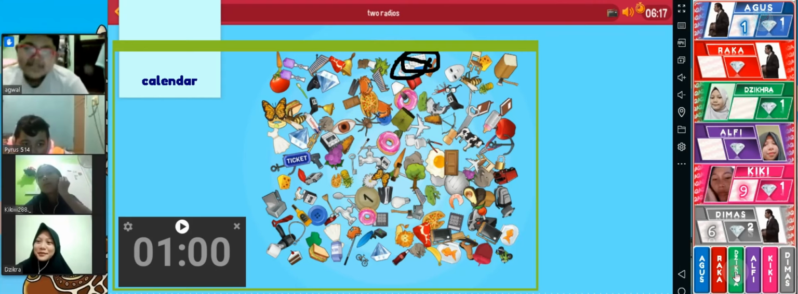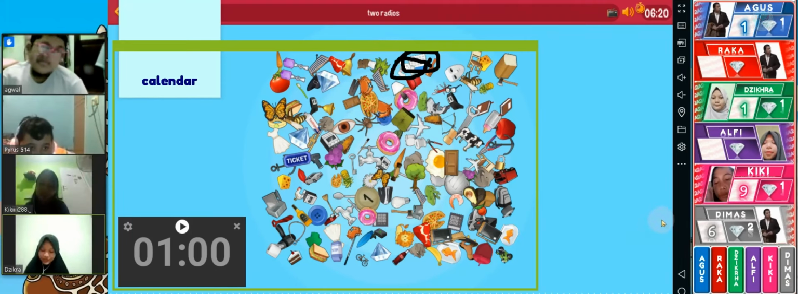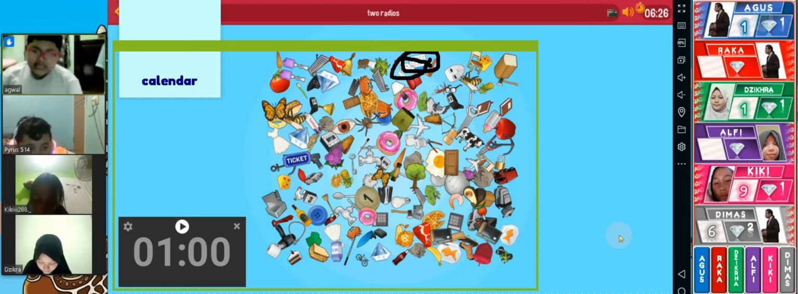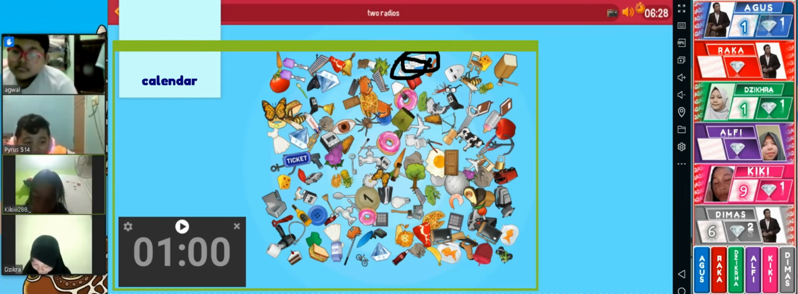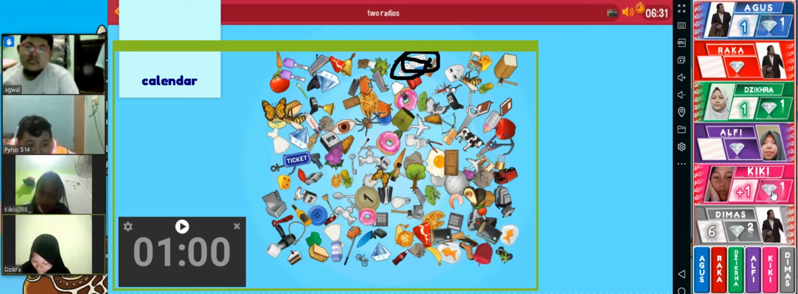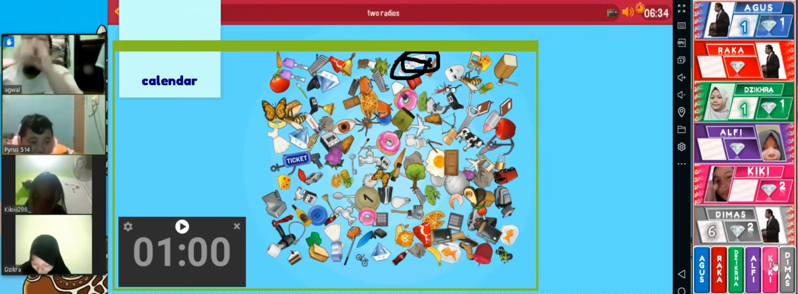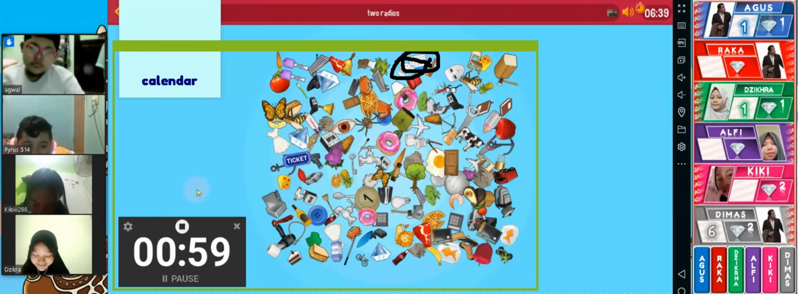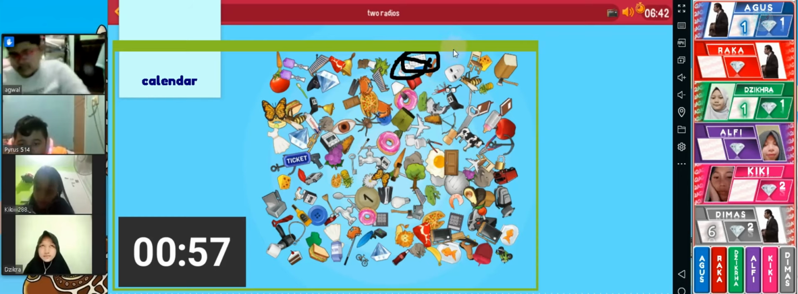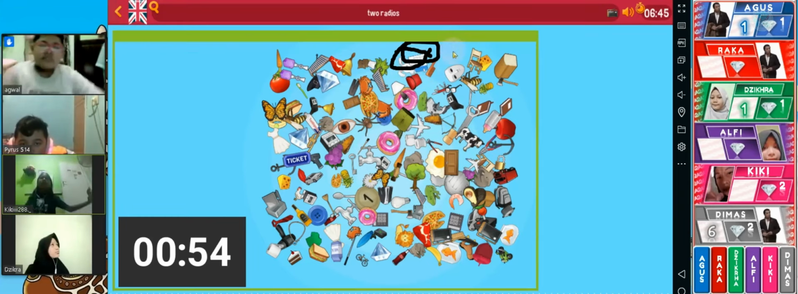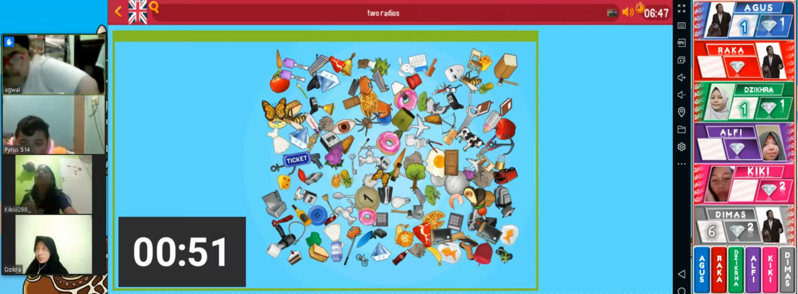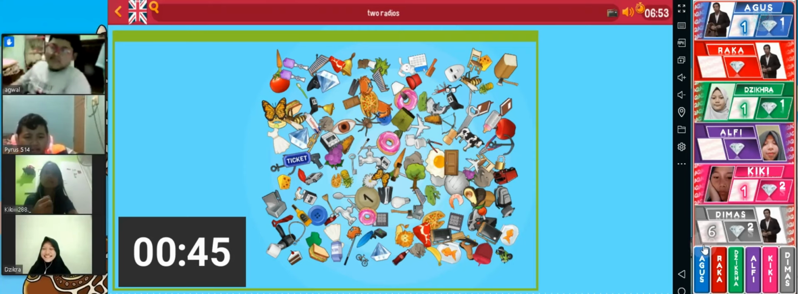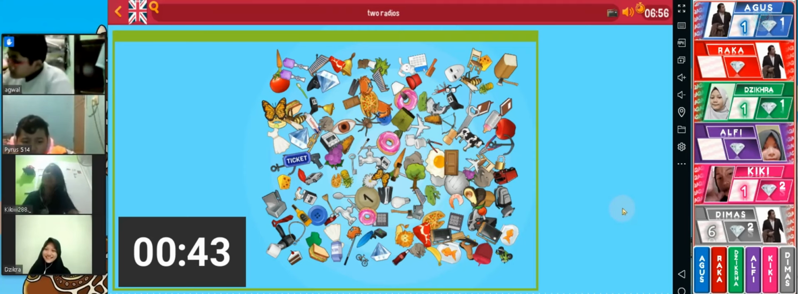So, definition of calendar? A calendar is a card or device which displays the days of the week and the months, showing the information of a particular year. Example in the sentence. I think every house has a calendar. I see my birthday on the calendar.